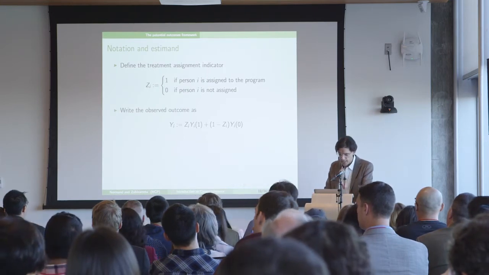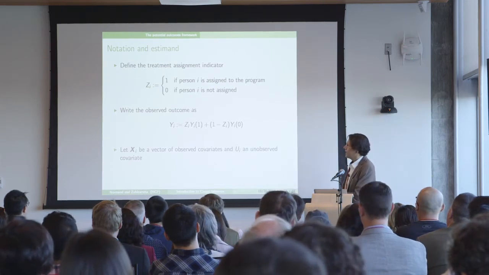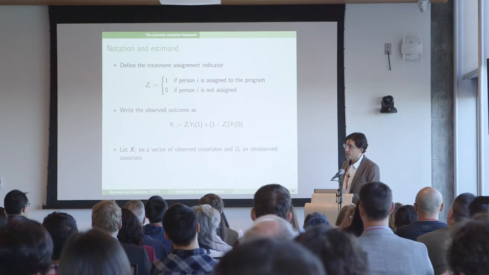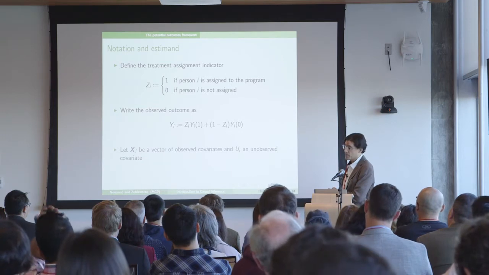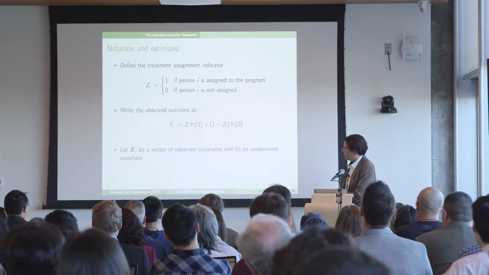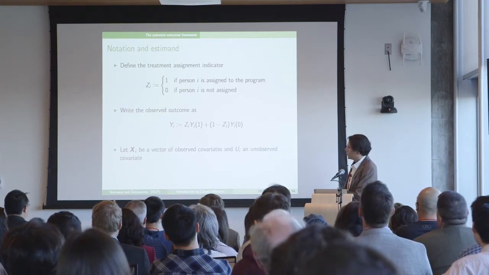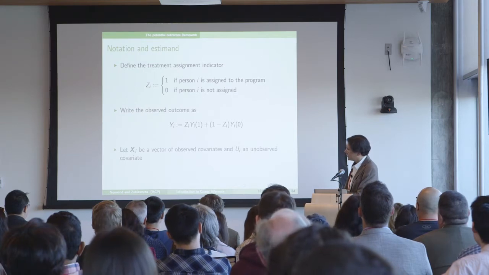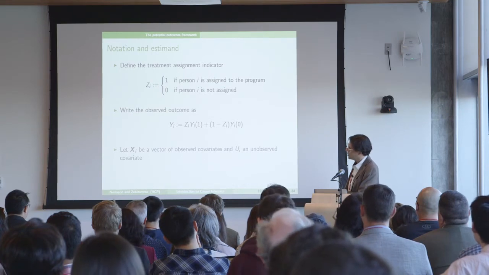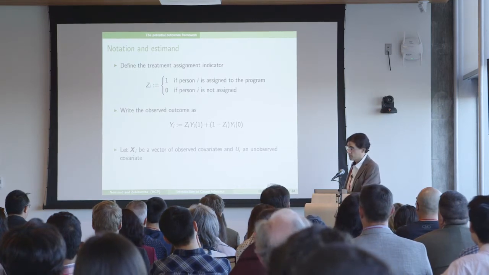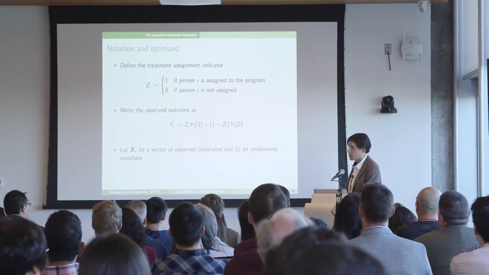Let me introduce the notation more carefully. Throughout this presentation, Z_i is going to be this treatment indicator, which is going to be 1 if person i is assigned to the labor training program and 0 otherwise. And we're going to distinguish again between the observed outcomes and the potential outcomes. So if Z equals 1, we get to see the potential outcome under treatment. If Z equals 0, we get to see the potential outcome under control. We're also going to have a vector of observed covariates, and u_i is going to be an unobserved covariate.